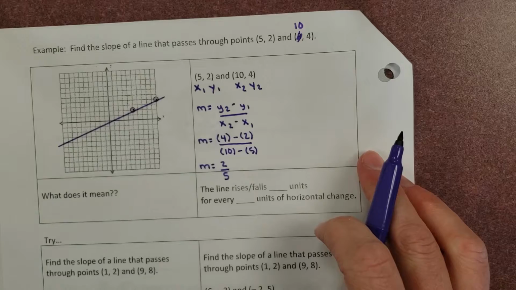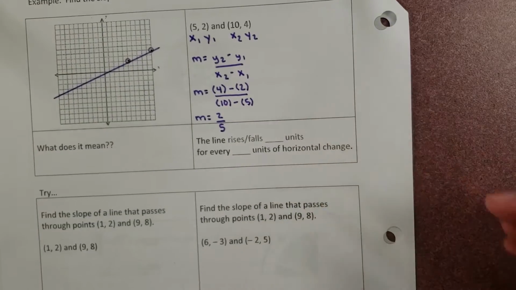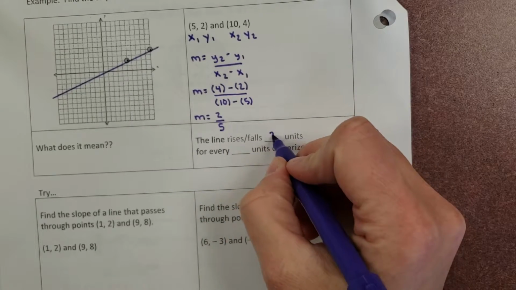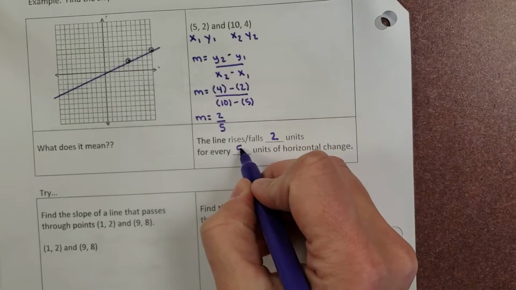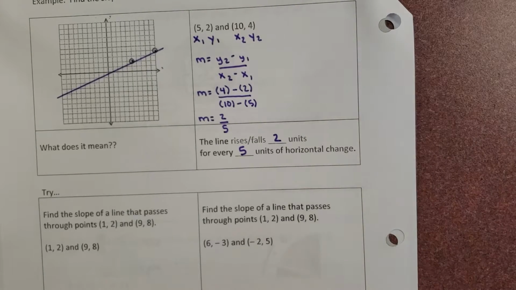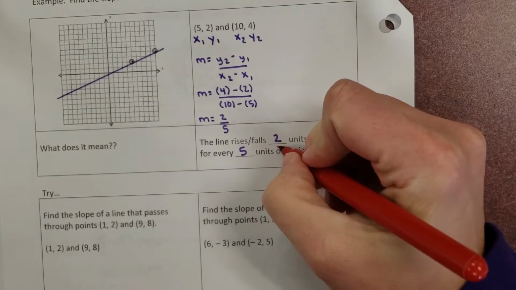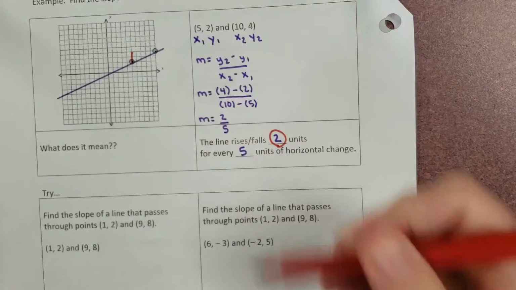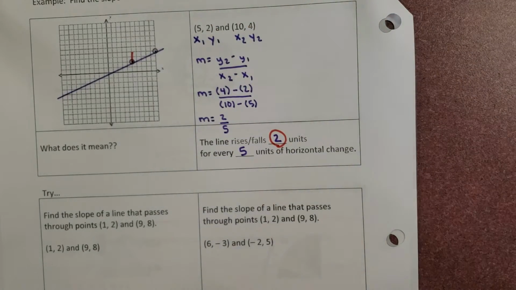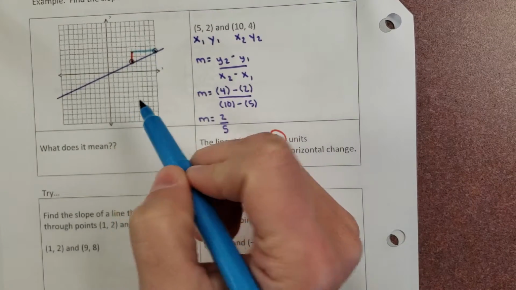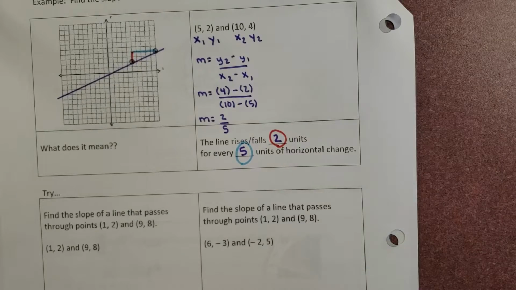Okay, so what that means is if I follow this line, it will rise or fall 2 units for every 5 units of horizontal change. That sounds confusing until we go back to the graph to show what that really means. If it rises or falls 2 units, let's say I'm traveling from here to here. Rises 2, for every 5 units of change. 1, 2, 3, 4, 5. Isn't that neat? I can do it with other points too.